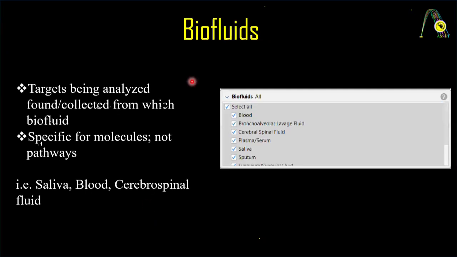And you're also able to select for biofluids. These are basically whichever biofluid the molecules that will be included in your pathway can be found in. Say the molecules in your pathway can be found in the blood, they can be found in saliva, they can be found in sputum, they can be found in the cerebral spinal fluid, etc. Whichever biofluids your molecules are found in, you can specify for that as well. So only molecules that are found in blood, or excluding molecules that are found in blood, you're able to do that.